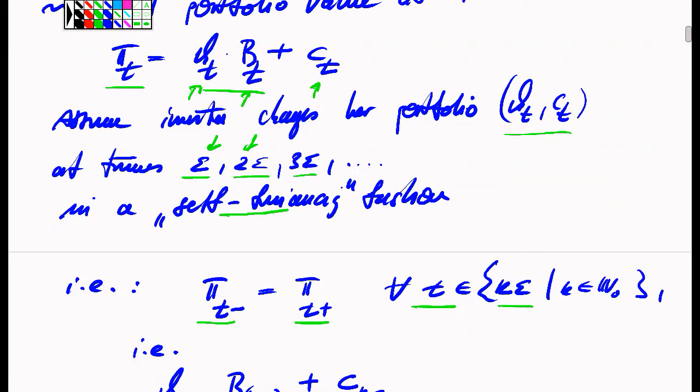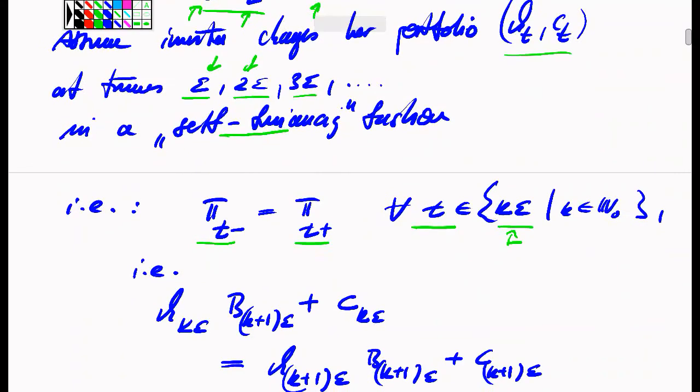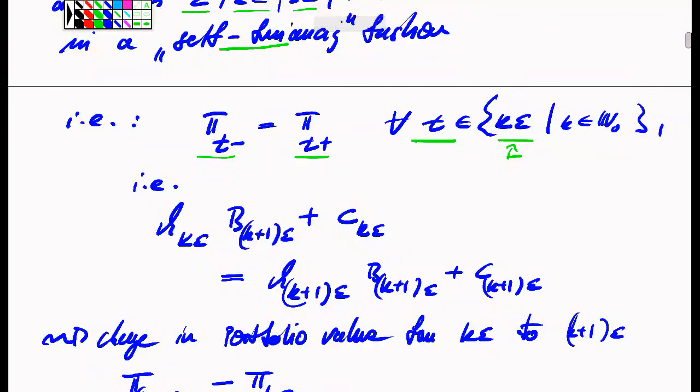So we think of a readjustment at an infinitesimal time in the transition from one epsilon time interval to the next, at these transition times, which are multiples of epsilon, when the investor reorganizes his portfolio in a self-financing fashion. And what does this mean? Well, at the end of the kth interval, what's the total wealth of this investor?